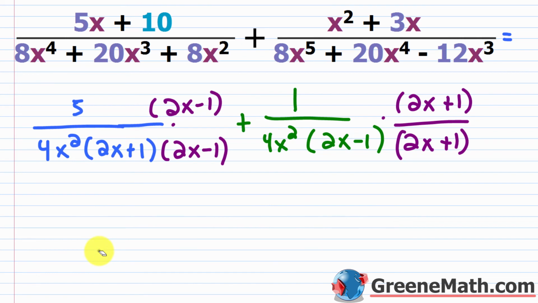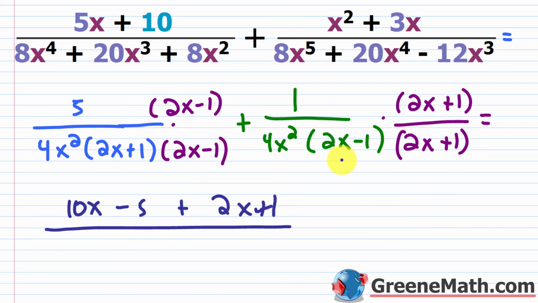So now it's just a matter of doing some basic algebra, okay? So we have 5 times 2x, which would be 10x, and then 5 times negative 1 would be minus 5, okay? And then plus, you have 1 times 2x, and then 1 times 1. So basically, 1 times anything is itself. So I'm just going to write 2x plus 1 here, okay? Now, you can write this over the common denominator, which is 4x squared, okay, times the quantity 2x plus 1 times the quantity 2x minus 1, okay?